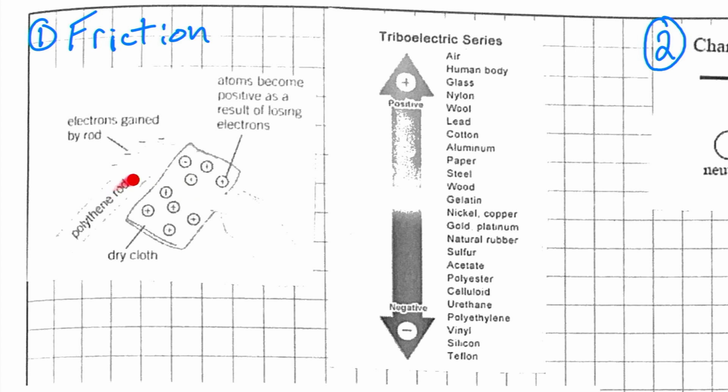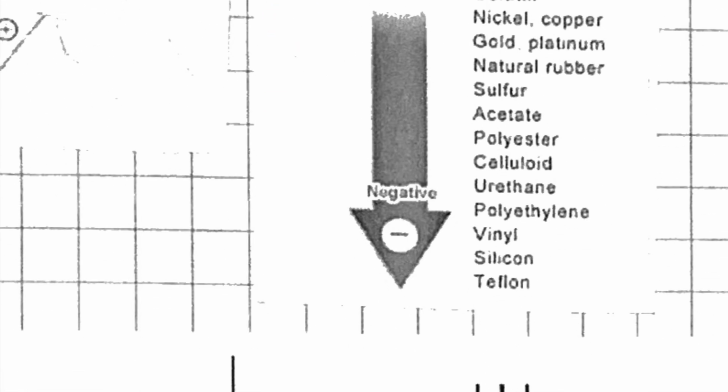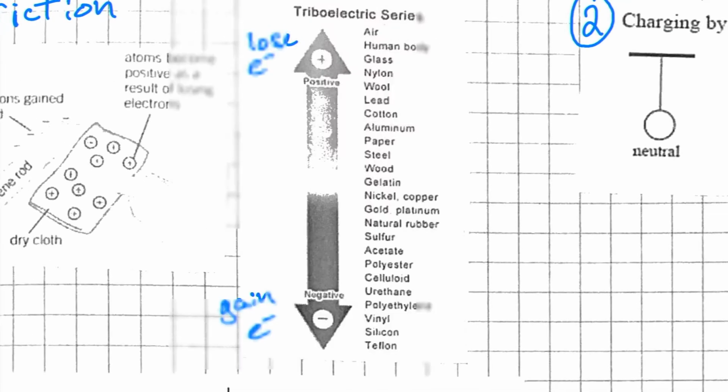How do you know which one becomes positive or negative? That's based on what we have here, the triboelectric series. When you have a material at the top of this series, it wants to become positive when it's rubbed. So these will tend to lose e minus, and they will tend to become positive. Lower down on the list, these materials want to gain electrons, and they will tend to become negative when you rub them together. You can rub any two of these materials together and you get some effect.